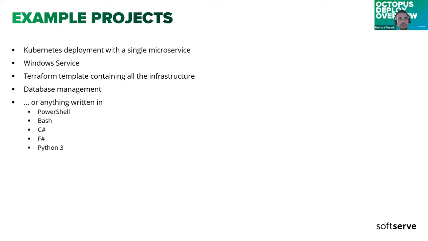There is also a possibility to write anything in the programming languages listed here. The basic ones for Octopus would be PowerShell and Bash. Please do have in mind that Octopus is hosted in Azure, and Azure is Microsoft, so PowerShell is the main language here. But you can also use Bash and Python 3, as you wish.